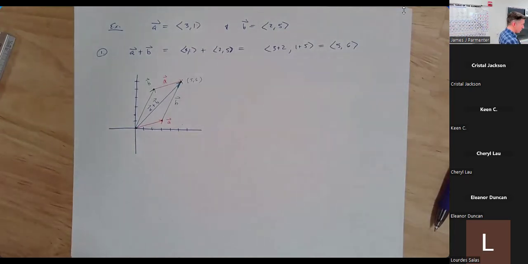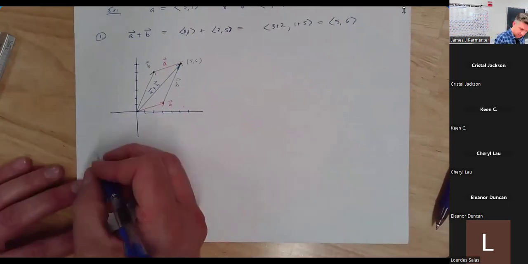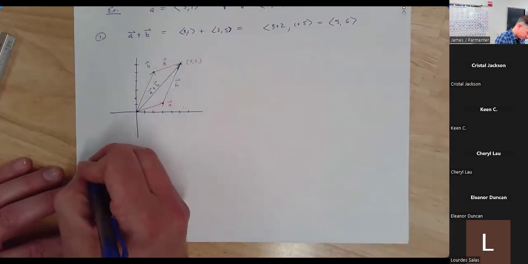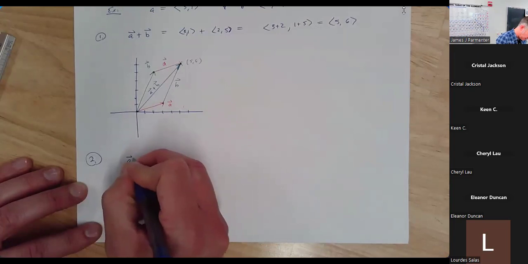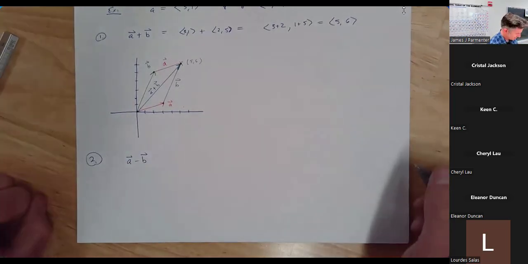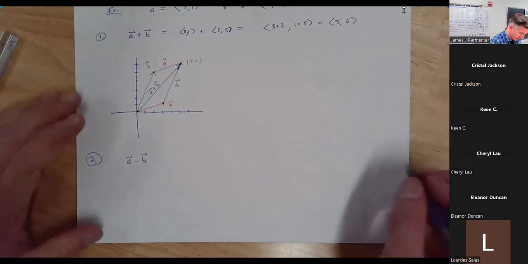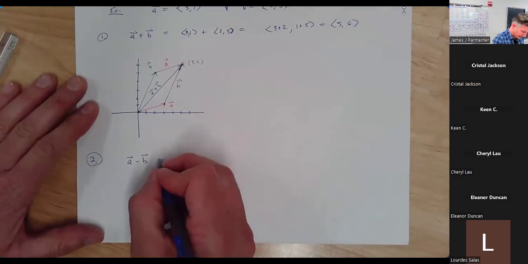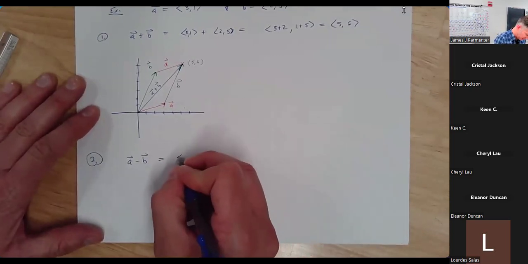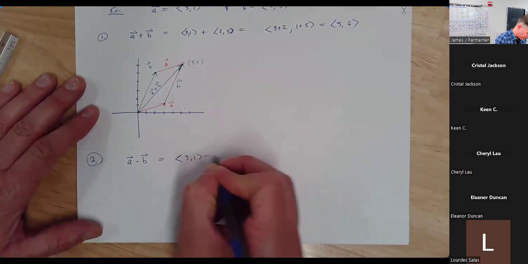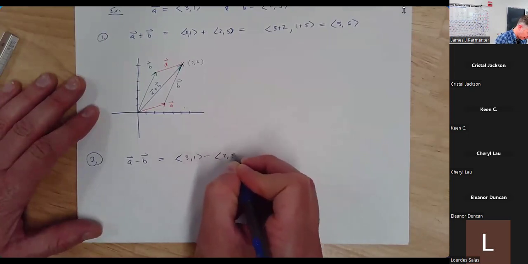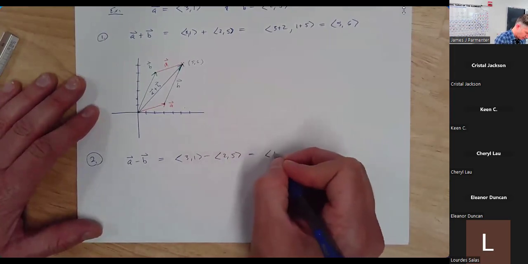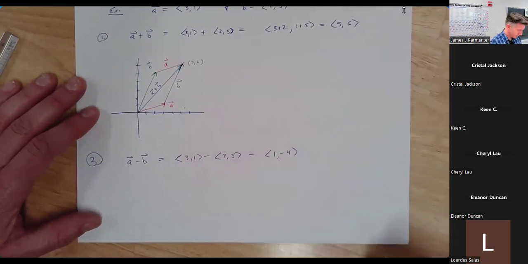Subtracting can be a little bit stranger. If I wanted to find A minus B, graphically, it's a little weirder. Calculation-wise, not. It's 3, 1 minus 2, 5. That's just going to be 1, negative 4.